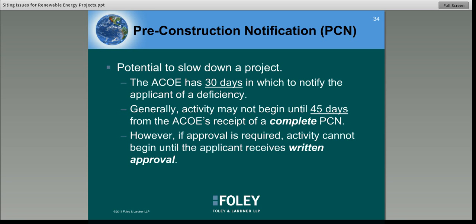Pre-construction notification is an issue in and of itself. It definitely has the potential to slow things down significantly. The Army Corps has 30 days from the time of submittal in which to notify the applicant of a deficiency. Activity cannot begin until 45 days from the Army Corps' receipt of a complete application or complete pre-construction notification. And if approval is required, as is the case with permits 51 and 52, then activity cannot begin until the applicant receives written approval for the project. So that could be a potentially longer delay.